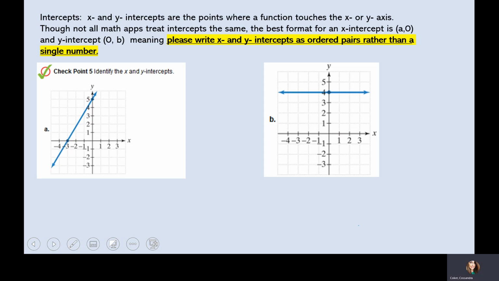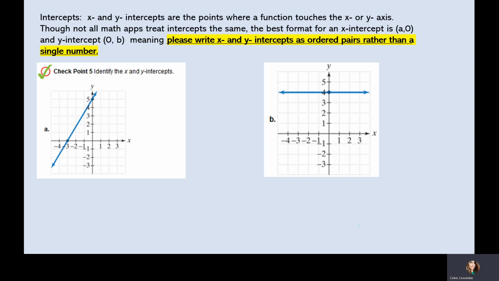All right, the next thing we're going to talk about is x and y intercepts. And of course, as you recall from Algebra 1, Algebra 2, these are points where a function crosses the x or y axis. And as stated, the best way to represent x and y intercepts is as ordered pairs, because that's what they really are. A lot of times students want to say, oh, the x-intercept is 3. Yes, you're correct. However, you would write it as an ordered pair.